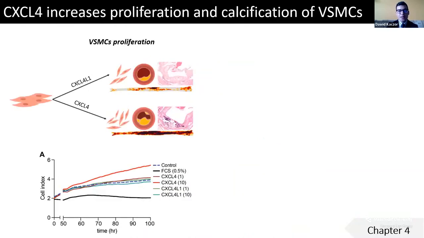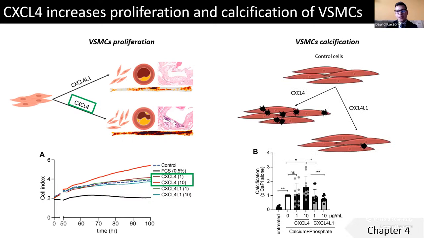To further confirm the involvement of vascular smooth muscle cells in cardiovascular disease and atherosclerosis, we performed proliferation and calcification assays. Consistent with previous studies, only native PF4 stimulated proliferation of cells in a dose-dependent manner, which confirms its stimulatory properties. In another experiment, we showed that the addition of native PF4 at higher concentration increased the calcification of cultured cells by approximately 50%, whereas its variant did not have an effect.